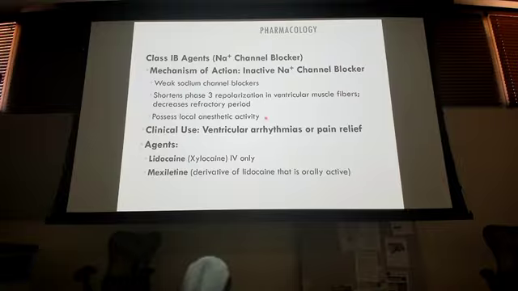And this is that one class that you have that's not only going to help you with that arrhythmia, the ventricular arrhythmia that your patient has, but now I also have pain benefits as well. Okay.